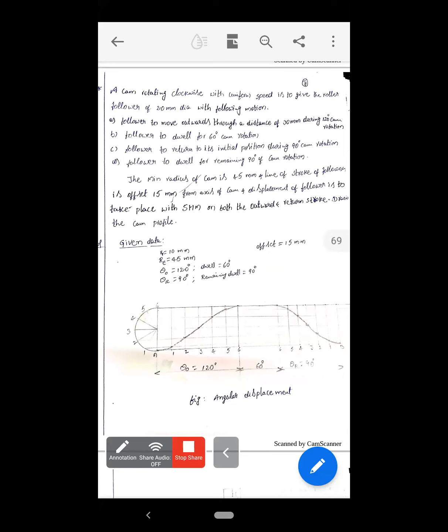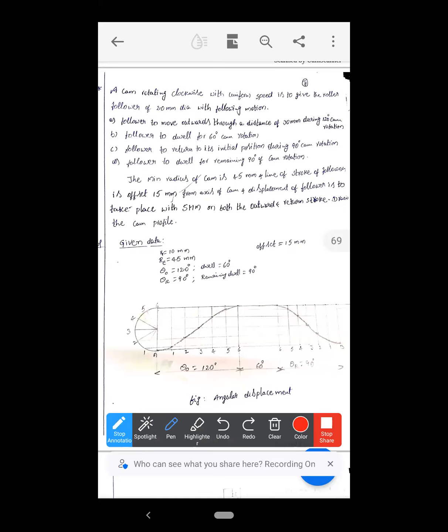A cam rotating clockwise with a uniform speed is to give the roller follower of 20 mm diameter the following motion: the follower moves outwards through a distance of 30 mm during 120 degrees of cam rotation, dwells for 60 degrees of cam rotation, returns to its initial position during 90 degrees of cam rotation, and dwells for the remaining 90 degrees.